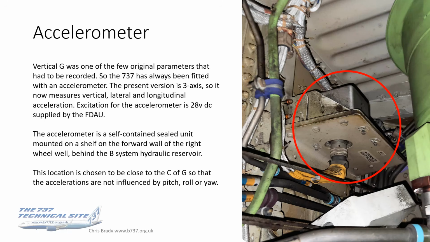The accelerometer you'll find in the wheel well. Vertical G was one of the few original parameters, one of the original 4 or 5 parameters that had to be recorded. So the 737's always had an accelerometer in it, and it's always been in this location. The only difference over the years is that the present one is 3-axis, so it'll measure vertical, lateral, and longitudinal acceleration. Excitation from the 28-volt DC supplied by the flight data acquisition unit.